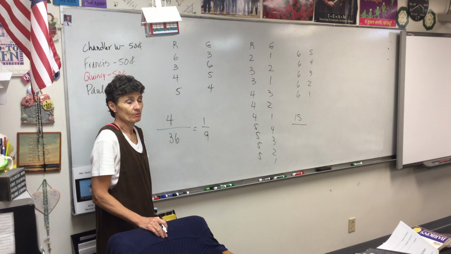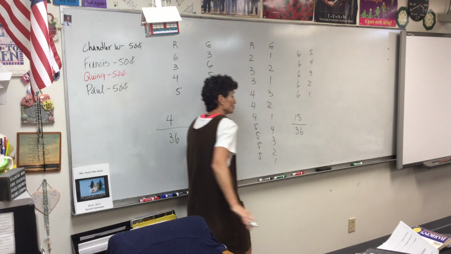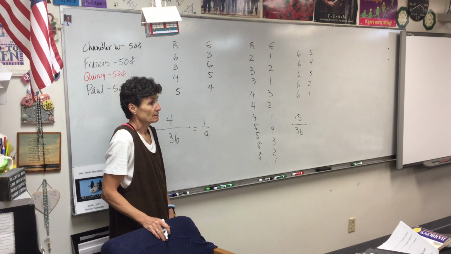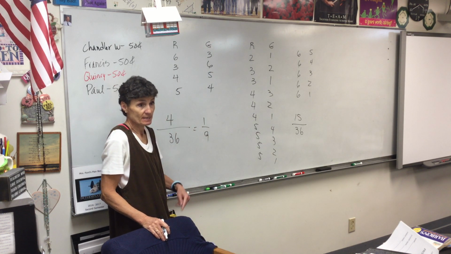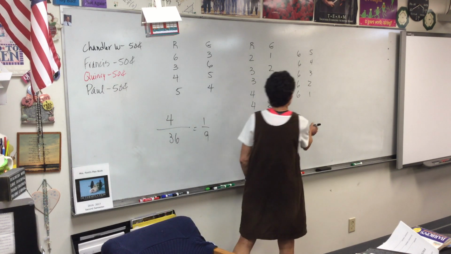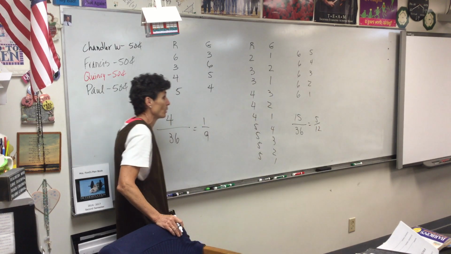What's the denominator of my probability problem? 36. Anytime you roll 2 dice, isn't your denominator going to be 36? 6 times 6, 6 options times 6 options. So that reduces to something, I'm sure. 5/12, so your probability is 5/12.